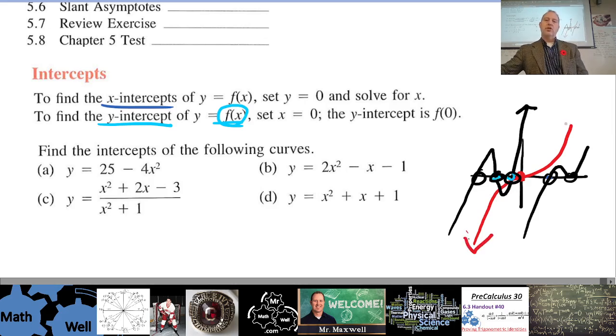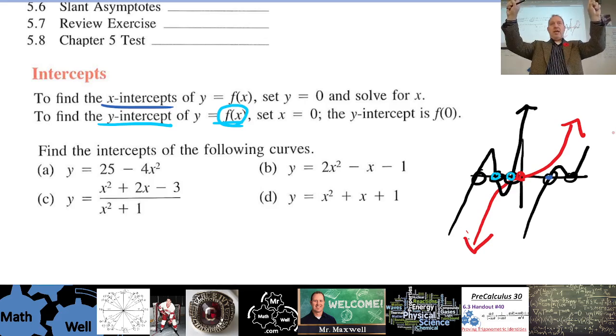So if it's an odd function, it's going to span across the x-axis there. If it's an even function, the end behavior is either both up, quadrants 1 and 2, or quadrants 3 and 4. But if it's odd, it's always going to cross the x-axis.